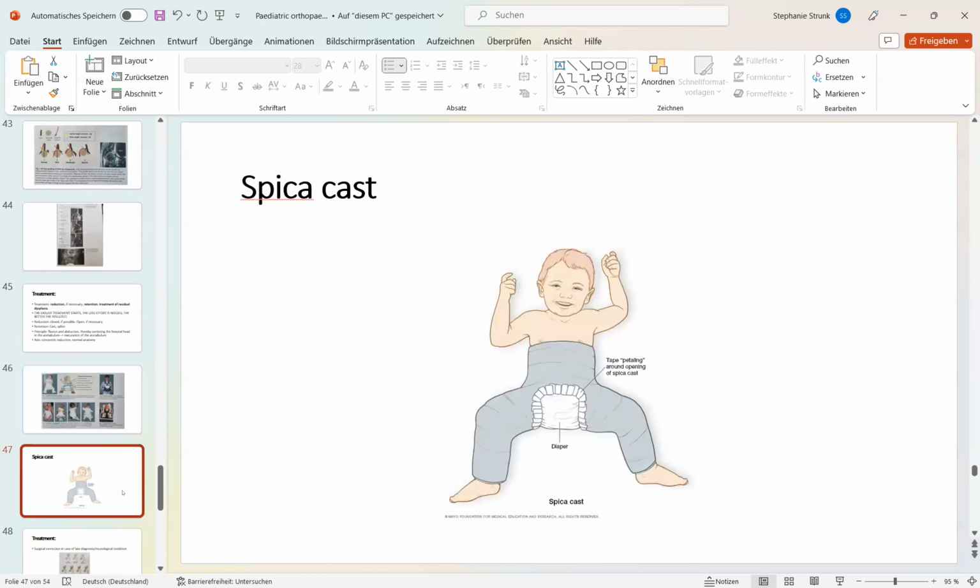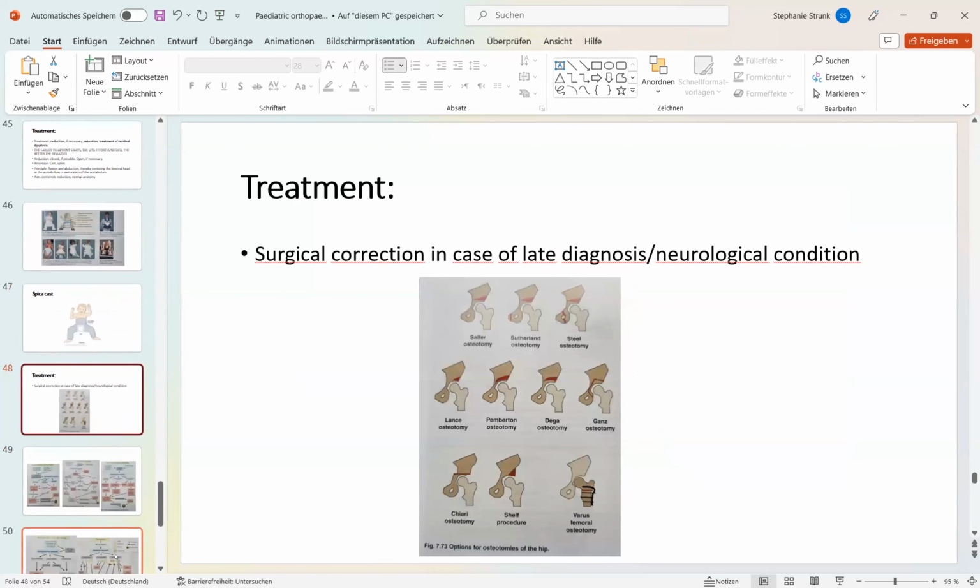This is a spica cast. If you have to put a cast on, this is what it looks like. Also, abduction, flexion here, 80 degrees. You need to avoid flexion of more than 90 degrees on the hip joint. I'll come to that later.